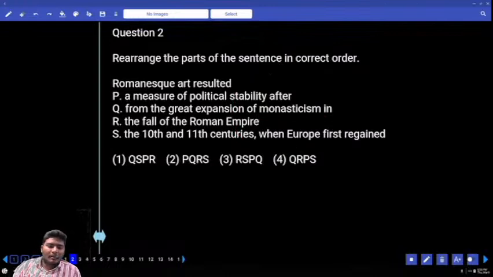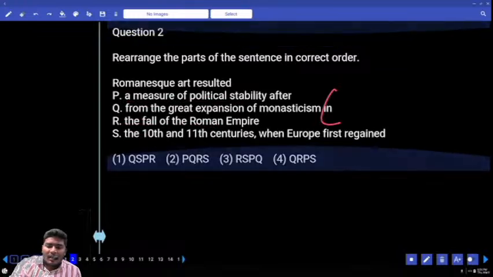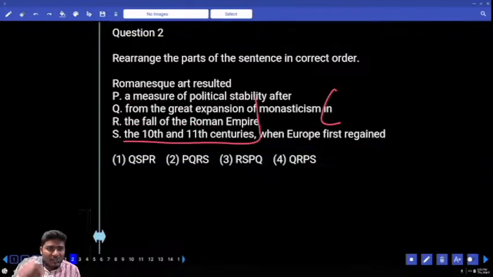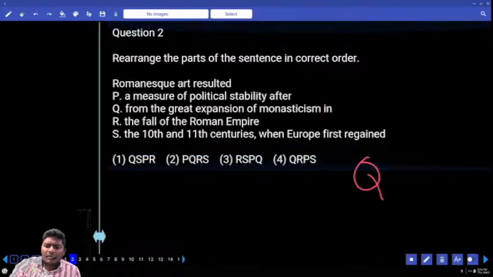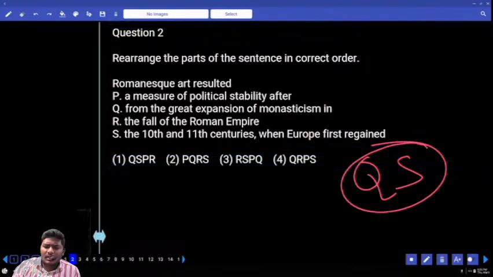Which one is the correct pair? Look at this pair. What is the pair? "In." Can you try to connect "in" with something? "In a measure of political stability, in the fall of the Roman Empire, in the 10th and 11th century." Which one is correct? In this 10th and 11th century, in this time period. This is the pair we can use here. So Q must be paired with S. How many options are there? QS. Only the first one. Let us cross check.